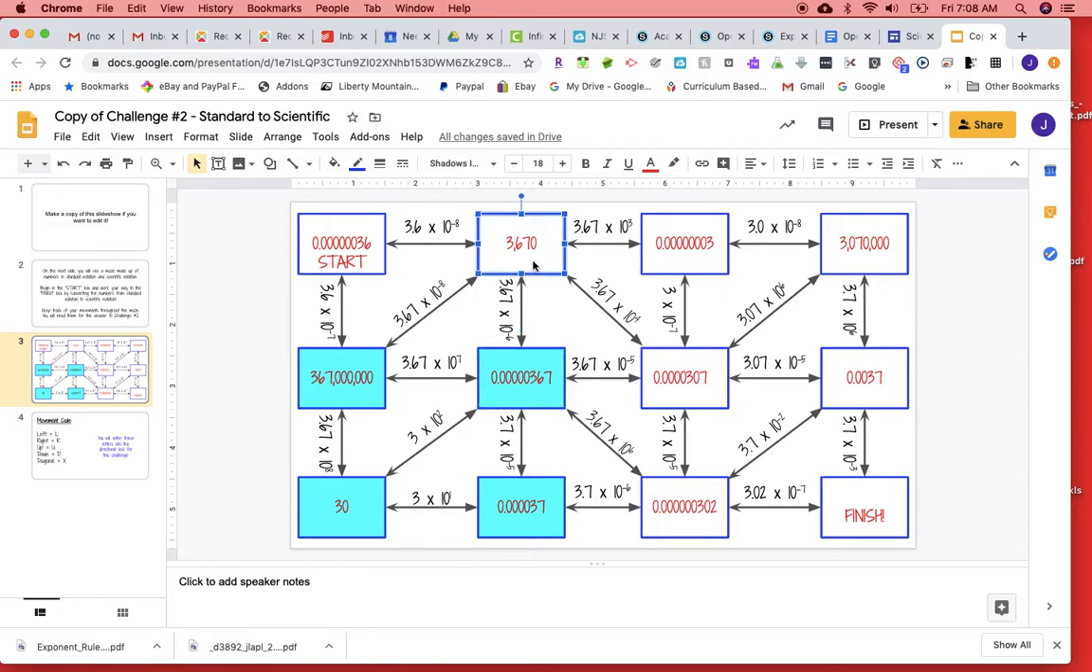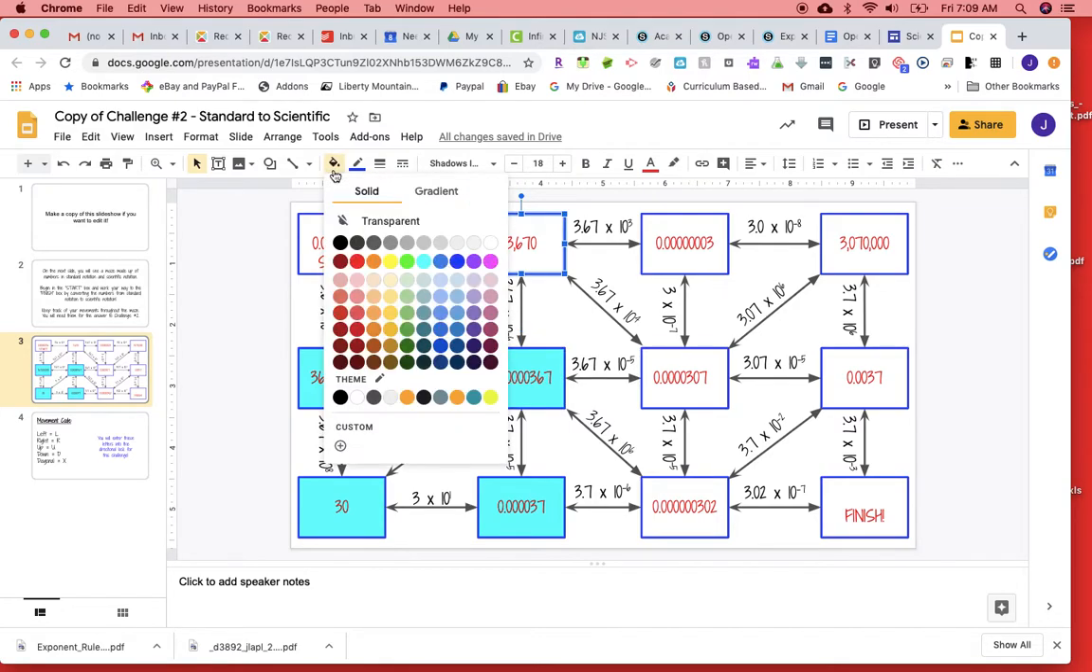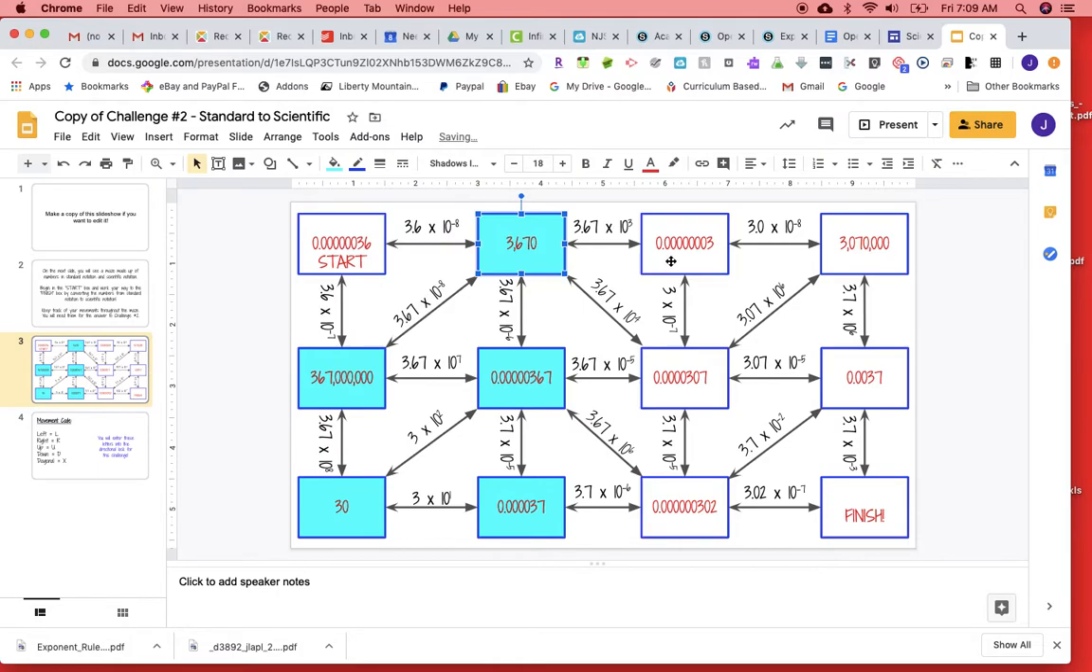So now we're going to keep going up. Let's fill it in. So we have 3,670. So far we went down, across, and up. So 3,670. Right now we don't see a decimal, so we assume it's at the end. This is a comma. We need to move our decimal. We know this is going to be a positive exponent because it's a bigger number.